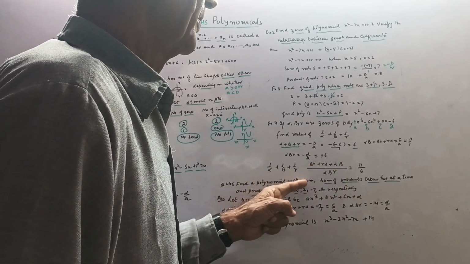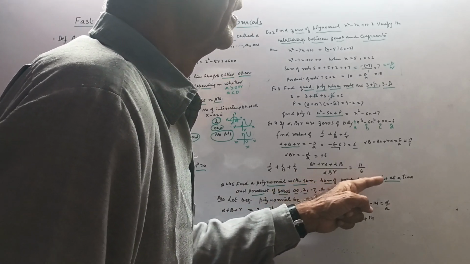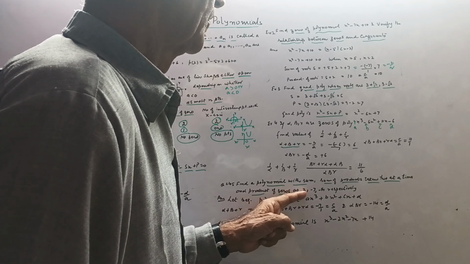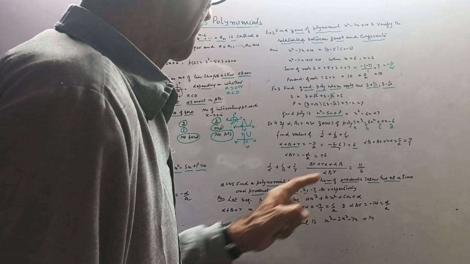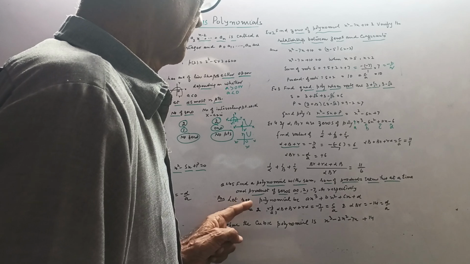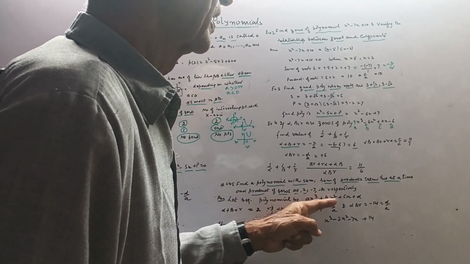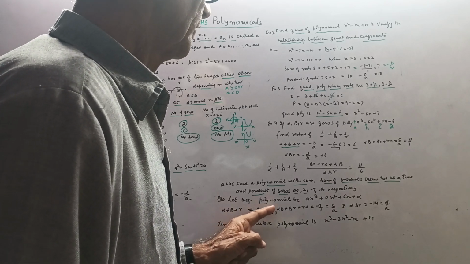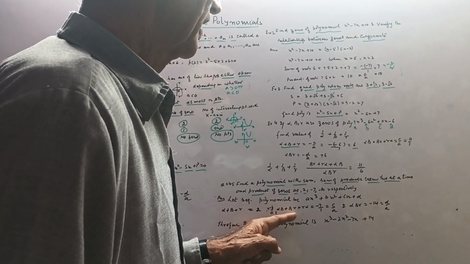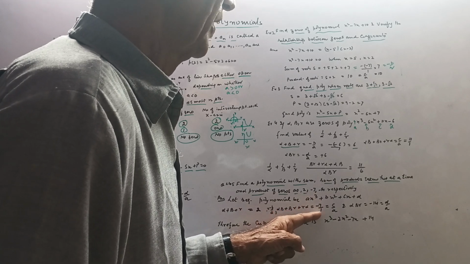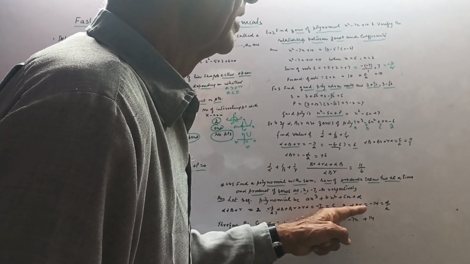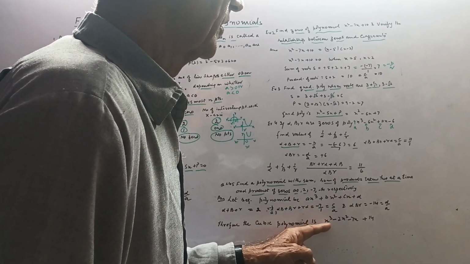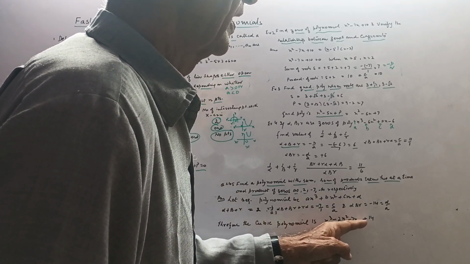Find a polynomial with sum of zeros, sum of the product taken 2 at a time and product of zeros as 2, minus 7, minus 14 respectively. Now answer required polynomial will be ax cube plus bx square plus cx plus d. Now alpha plus beta plus gamma is equal to 2 equal to minus b over a. Alpha beta plus beta gamma plus gamma alpha is equal to minus 7 by 1, that is c over a. Alpha beta gamma is equal to minus 14, that is minus d over a. Therefore the cubic polynomial is x cube minus 2x square minus 7x plus 14.